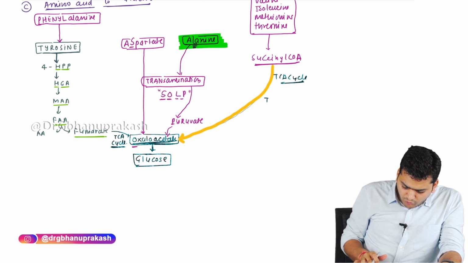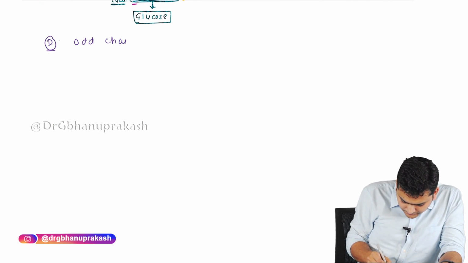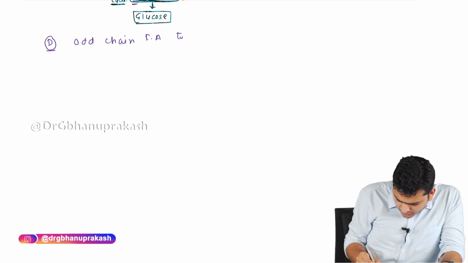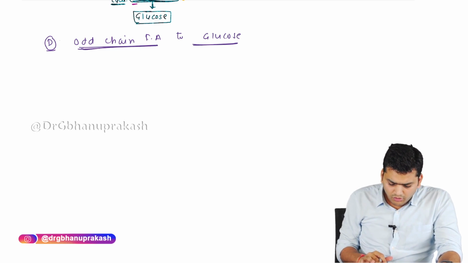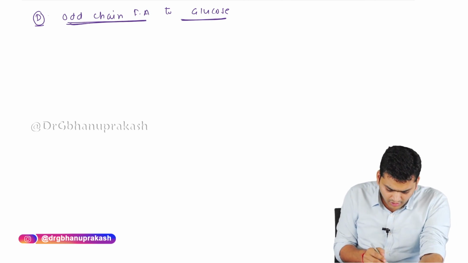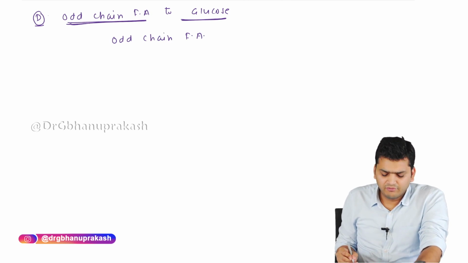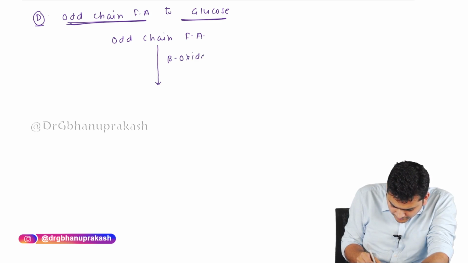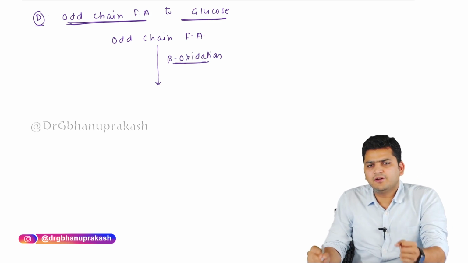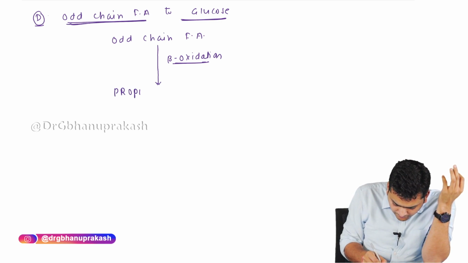Then let's see the fourth one. The fourth one is how we can make glucose from odd chain fatty acids. How we can convert the odd chain fatty acid into glucose. When you do the beta oxidation, at the end of the beta oxidation of odd chain fatty acid, there is a product that is formed, and that is called propionyl CoA.